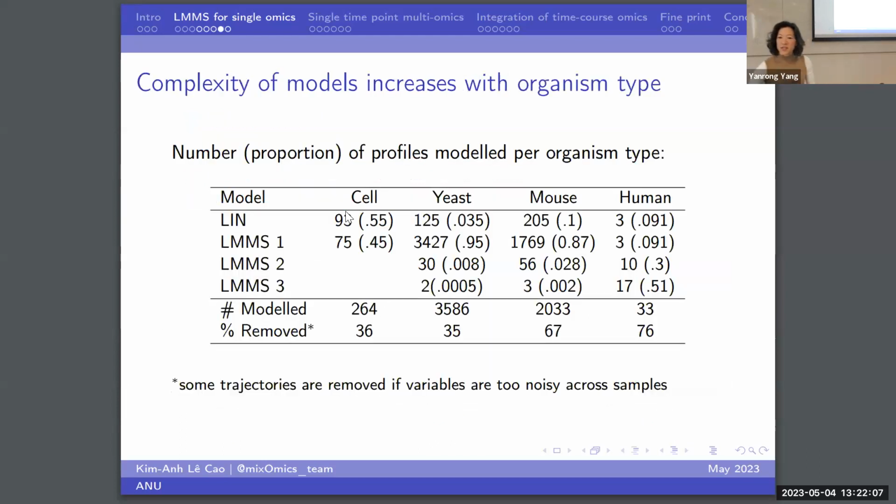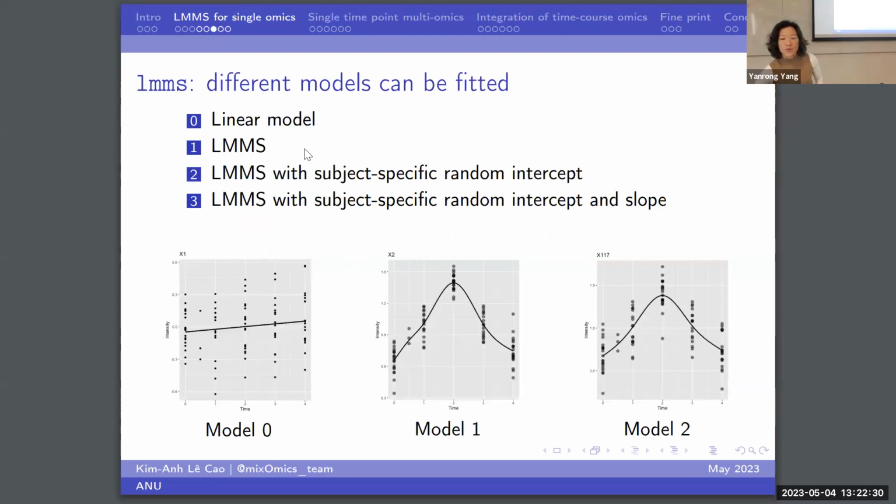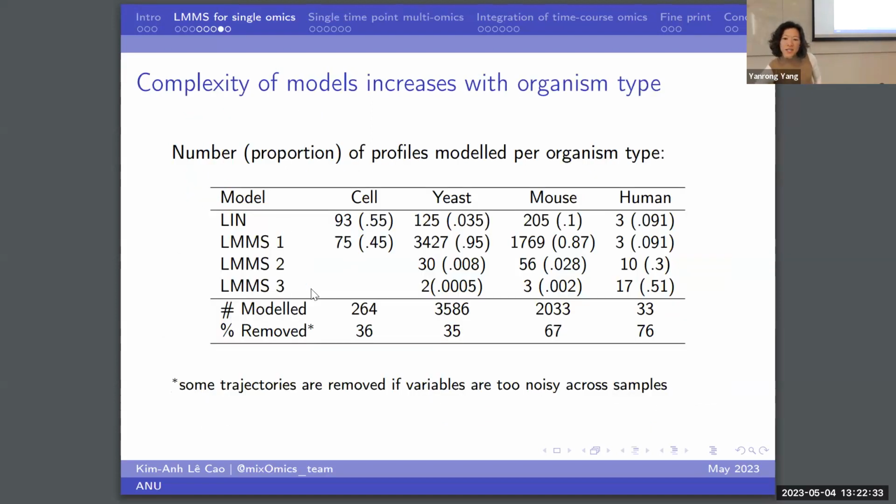And what was interesting is that we found that the more complex the organism is, the more complex the models become. So if you're looking at cells, for example, this is the number of profiles that we fit with a linear model, and then with a linear mixed model, and then with a spline. And so you can see here the complexity increases as the organism complexity increases. So as a human, there's a lot of variability and we need more and more complex models.